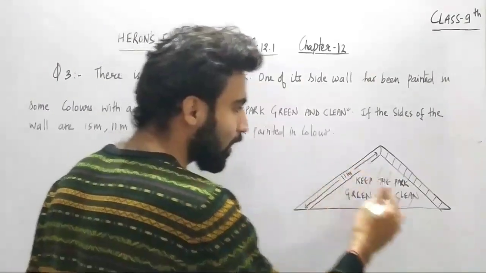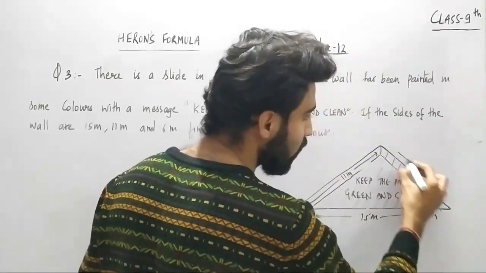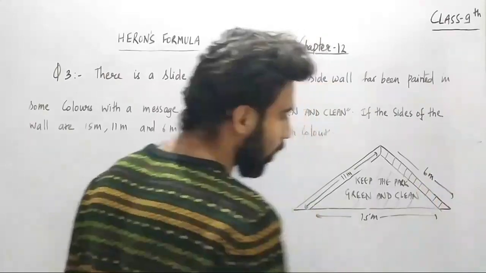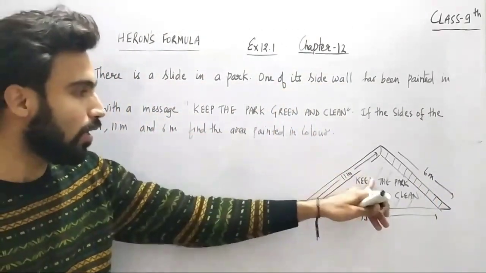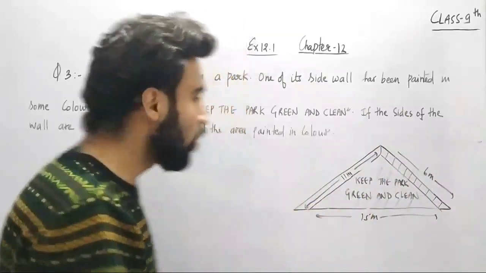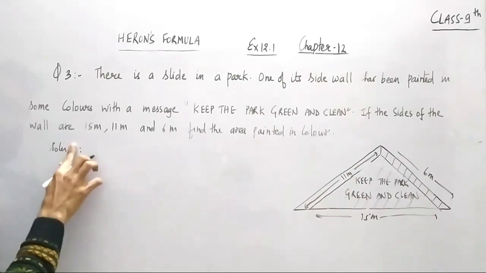So आप देख सकते हैं यहाँ पे 11 given है, so that will be 15 meters and this is 6 meters, right. So हमारे पास तीनों sides जो है वो पता है. Now we have to find out the area painted in color. That means this area, right. So quite easy question. Just what we have to do here is first write the given thing.